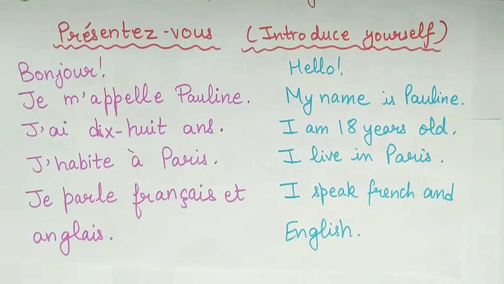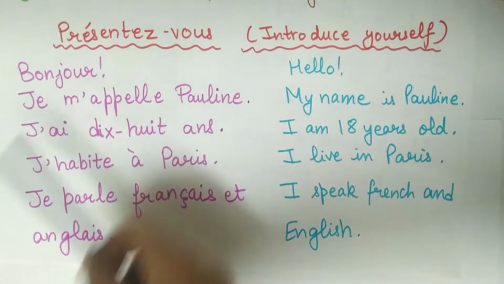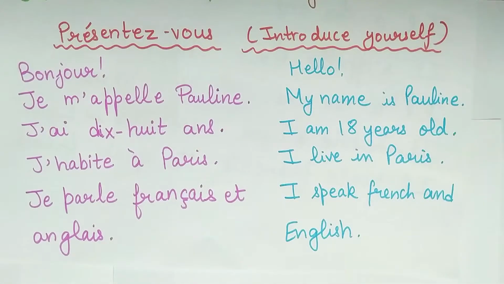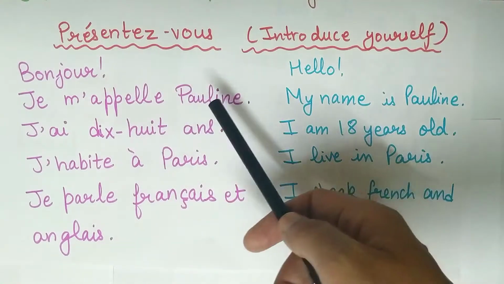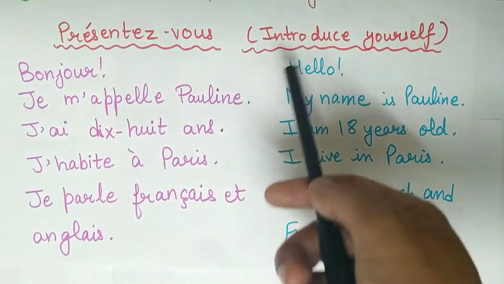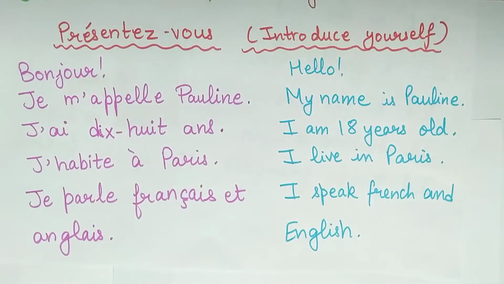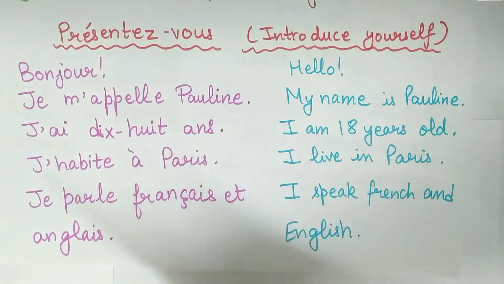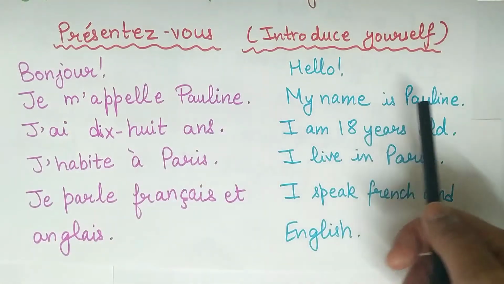Whenever we are presenting ourselves, we usually start by saying hello. So here we are starting with Bonjour, je m'appelle Pauline. My name is Pauline. Instead of Pauline, you can mention your own name: je m'appelle, and you can speak your name over here. J'ai 18 ans. I am 18 years old.